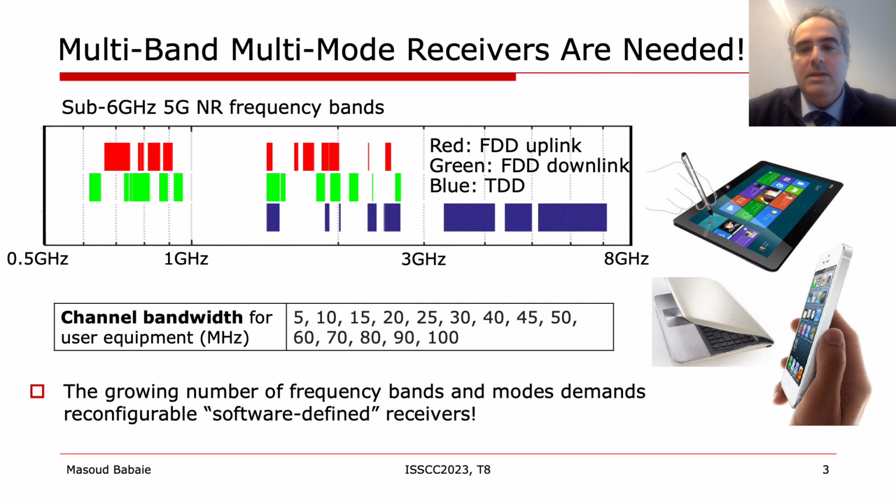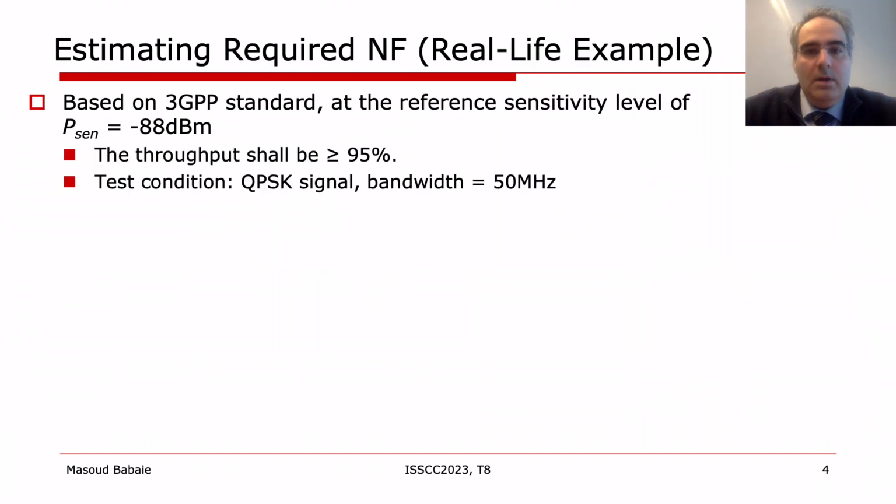After knowing the receiver operating frequency and bandwidth, we also need to estimate the required high-level receiver specifications in terms of noise figure and in-band and out-of-band linearity from the standard. The required noise figure is estimated by knowing the reference sensitivity level. The reference sensitivity is the minimum power level at which a desired signal with a certain modulation type and bandwidth can be detected with a specific throughput or bit error rate.